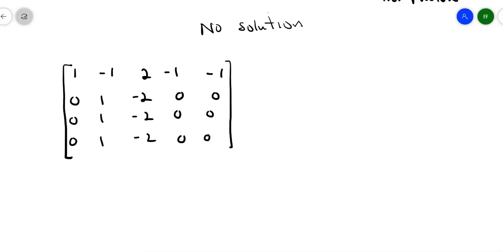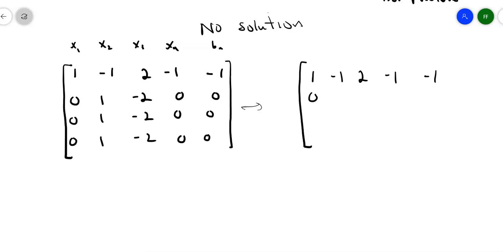What does that mean? So I said I had 4 variables, so x sub 1, x sub 2, x sub 3, x sub 4, and this was my column on the other side of the equal sign. Well, if I combine those last 3 rows together, what I'm going to end up with is one complete row on the top, right? 1, -1, 2, -1, -1. I'm going to end up with a 0, 1, -2, 0, 0. But then I'm going to end up with 2 rows of all zeros.